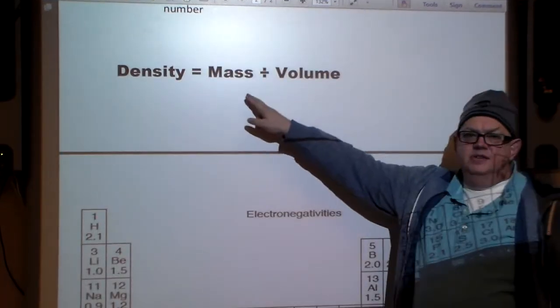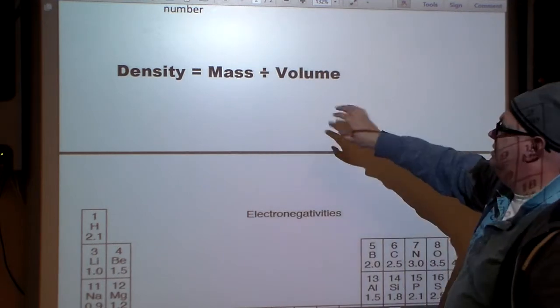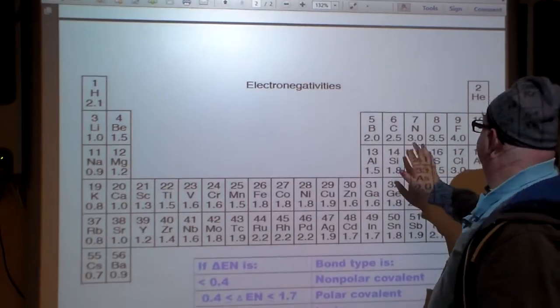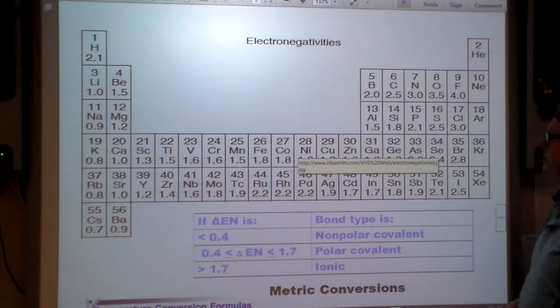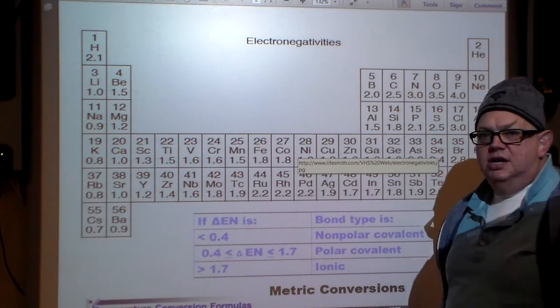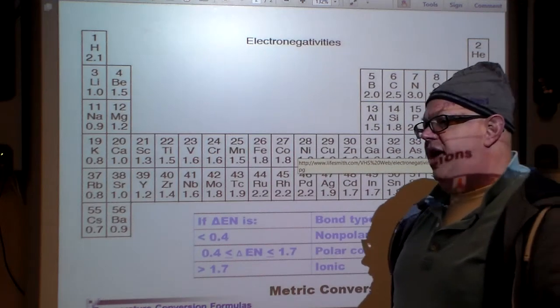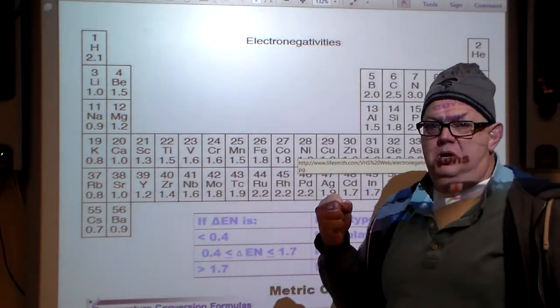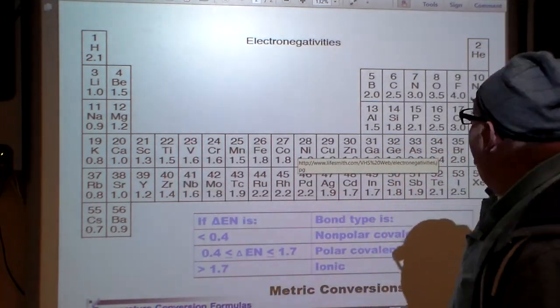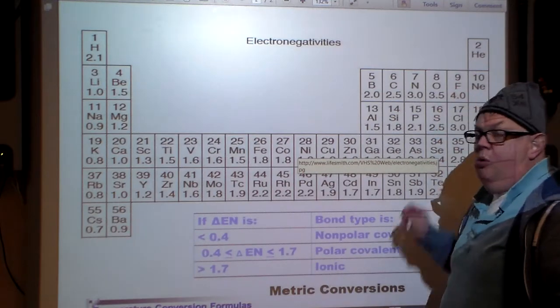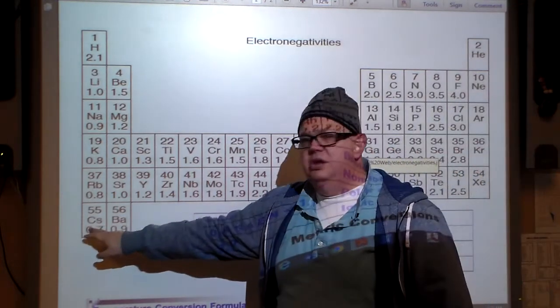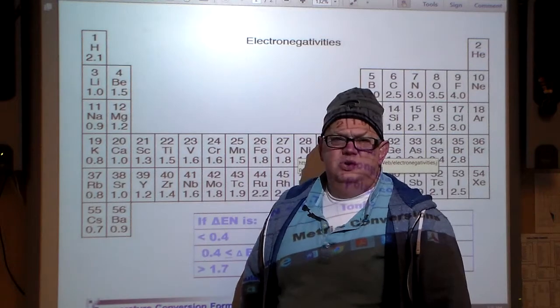Density equals mass divided by volume. It's there. Okay. Electronegativities. Again, this is a question of electronegativity. How badly does an atom want the electron from another atom? The higher the number, the more it wants it. The lower the number, it's not so interested.